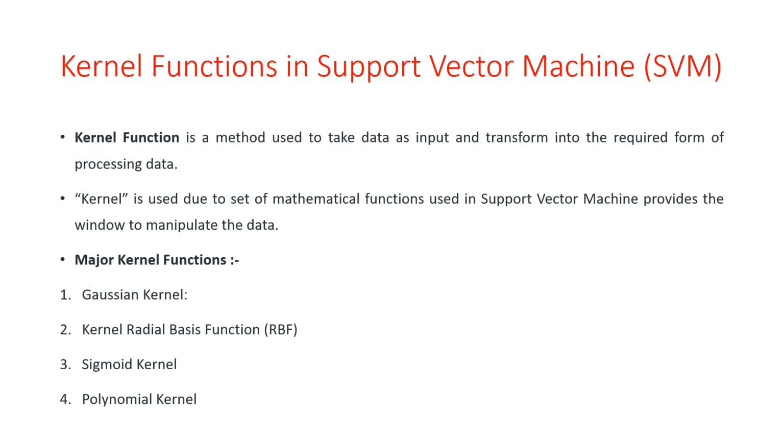So a kernel function is a method used to take data as an input and transform it into the required form of processing data. Kernel is used due to the set of mathematical functions used in the support vector machine, which provides the windows to manipulate the data. The kernel function generally transforms the training set of data so that a non-linear decision surface is able to transform to a linear equation in a higher number of dimension space.